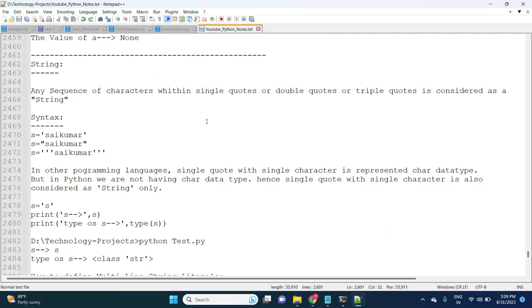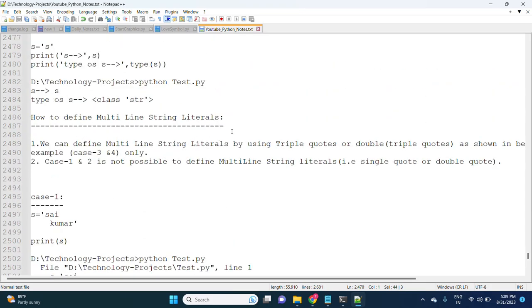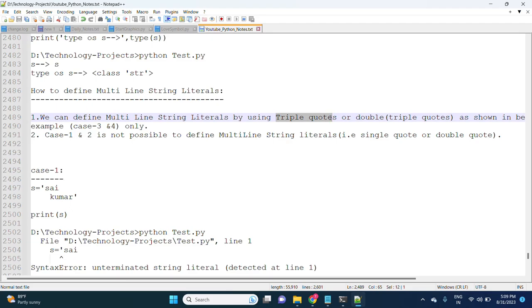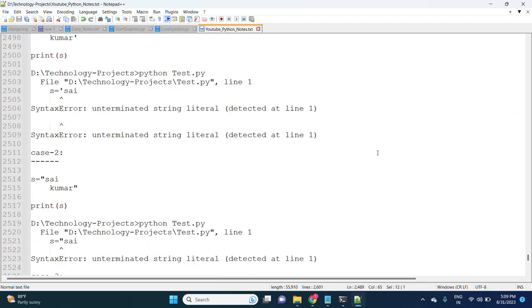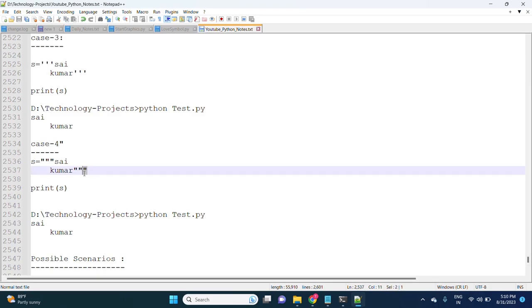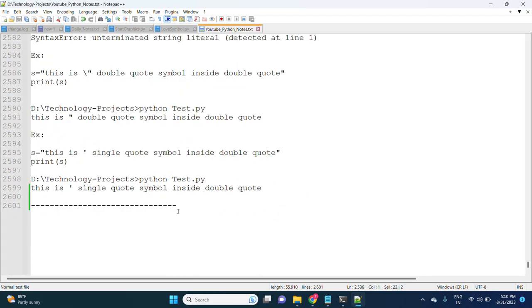Normally, a string means anything represented within single quotes, double quotes or triple quotes. We observed some of the rules: how to define multi-line string literals, how to define single triple quotes or double triple quotes. Next, possible scenarios also we observed, if you are taking single quotes.